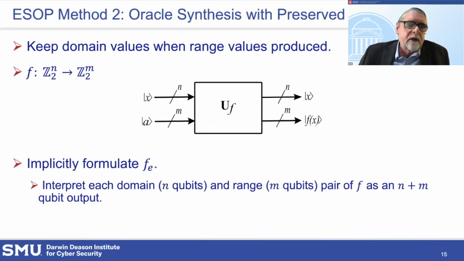So in that case, our oracle is going to use n plus m lines. So it's simply the number of bits for the domain plus the number of bits for the range. And we don't have to explicitly compute the embedding function for this technique. That happens automatically as we synthesize the oracle, and you can see that the domain variables are preserved so that they're available for further processing.